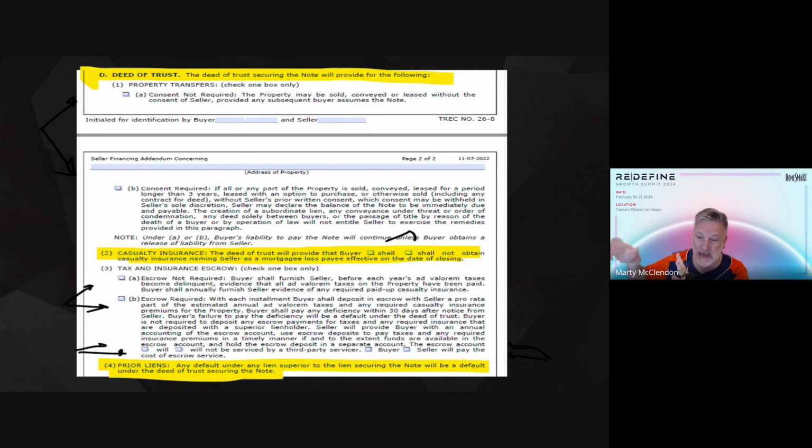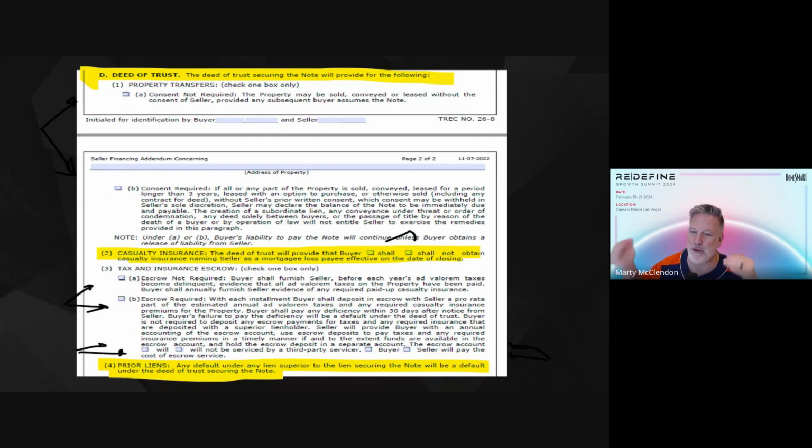Paragraph A says no, don't need consent as long as the buyer assumes the whole note and the seller continues to get paid as a lender. We're good. Spelling mistake? Okay. Anyway, and then the option 2 is consent required. If all or part of the property is sold, conveyed, leased for a period longer than 3 years, leased with an option to purchase, or otherwise sold, including contract for deed without seller's prior written consent, which consent may be withheld in seller's sole discretion, seller may declare the balance of the note to be immediately due and payable.